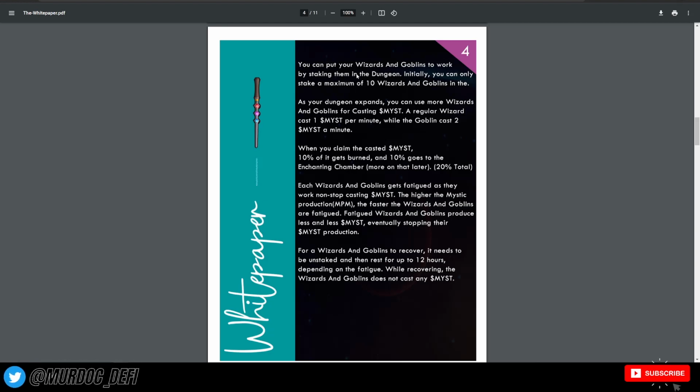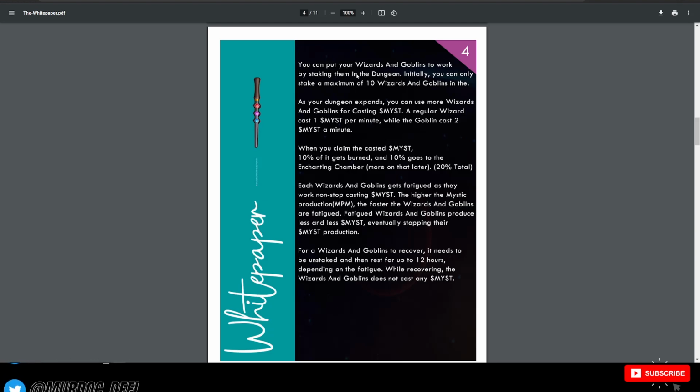As your wizards and goblins get fatigued, they're going to produce less and less mist, eventually stopping their mist production altogether. For a wizard or goblin to recover, it needs to be unstaked and then rested for up to 12 hours, depending on how fatigued they are, as it pertains to each individual. While recovering, the wizards and goblins do not cast any mist. So that is an important component to understand as well.